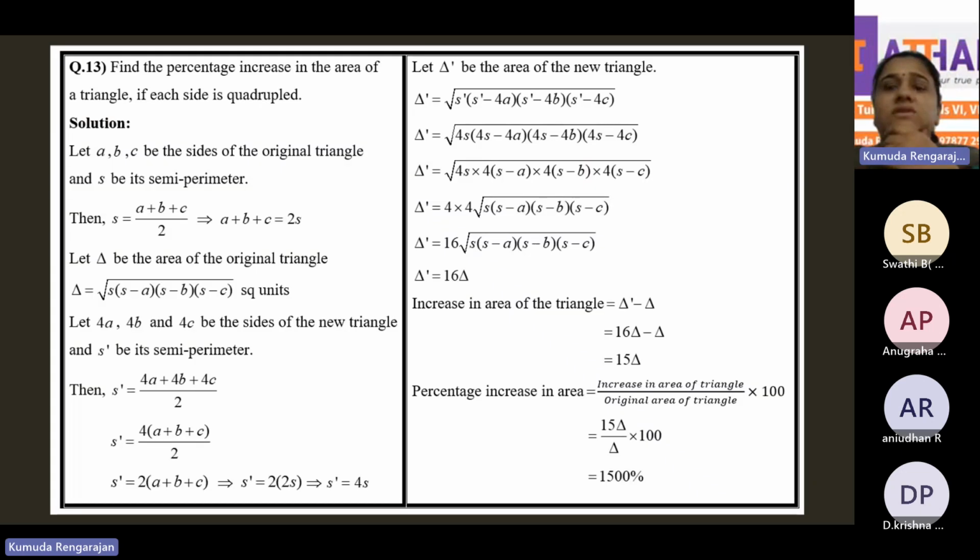Okay. So this is the correct answer. Yes. Got 1500. You also got 600. That's because you have taken increase in area as 16 delta directly. I think you didn't subtract. Yeah, you cannot take the new area straight away. New area is 16 delta. Original area is delta. What is the increase in area? 16 delta minus delta, 15 delta. You have taken 16 delta. That's why, you have taken the new area itself. That's a mistake. Yeah, please check the answer, children.